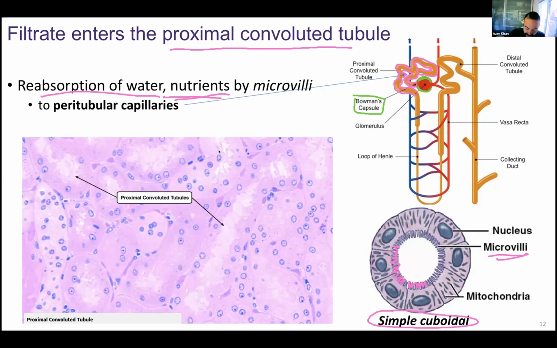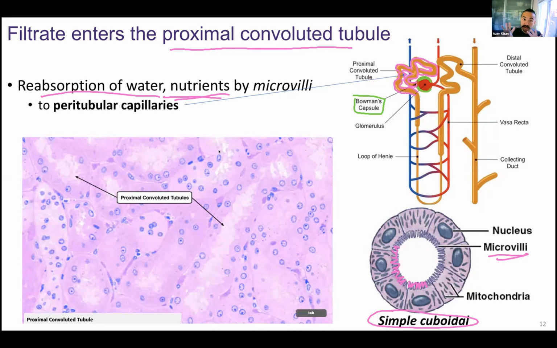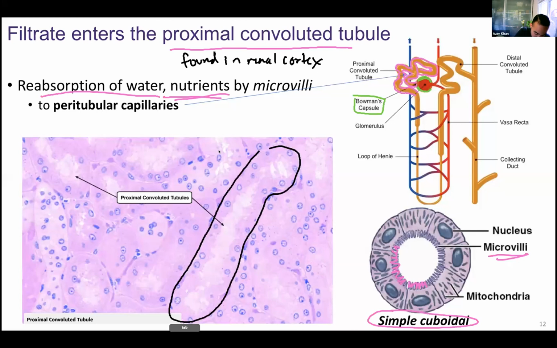You can identify, take a look at the histology. All those tubes found in the renal cortex, so surrounding the glomerulus and Bowman's capsule. You can see a tube here. This one happens to be cut long. This one's cut not as long. But look at how much fuzzier it is in here.